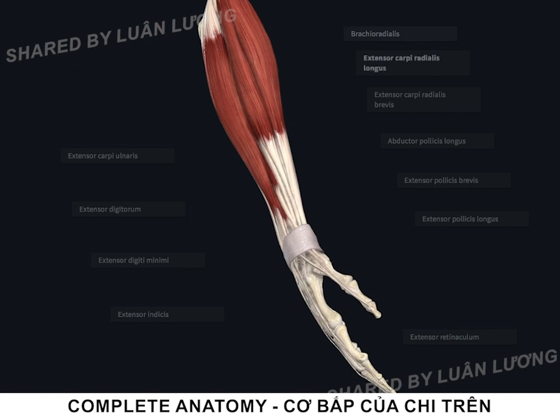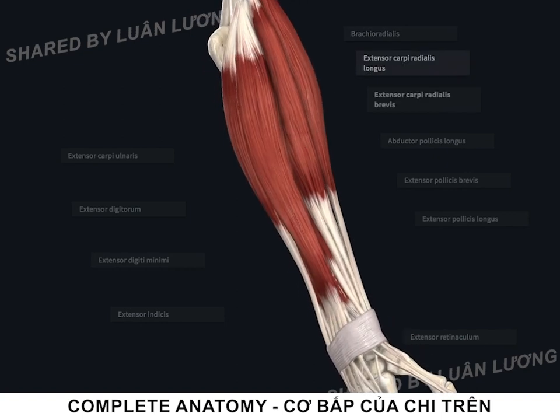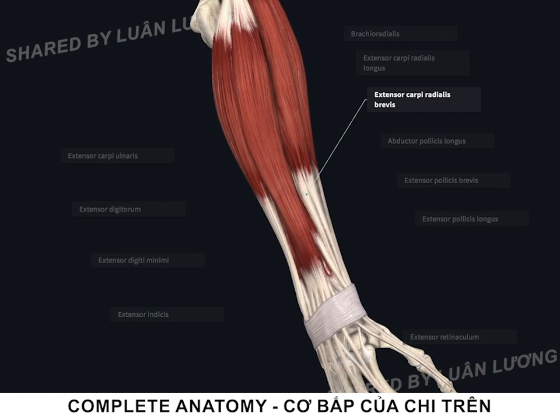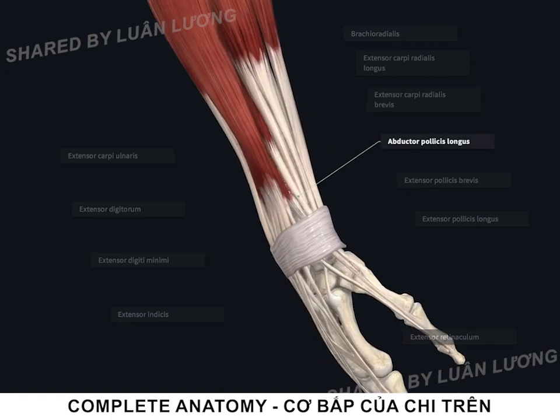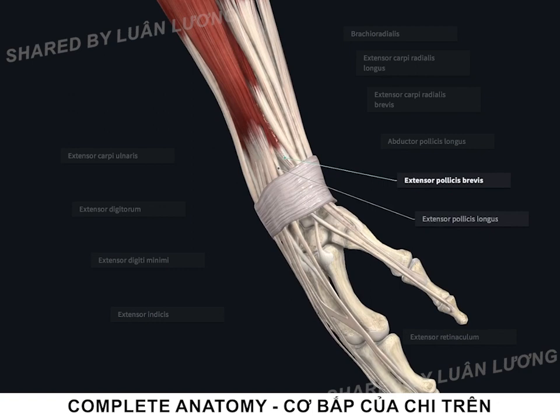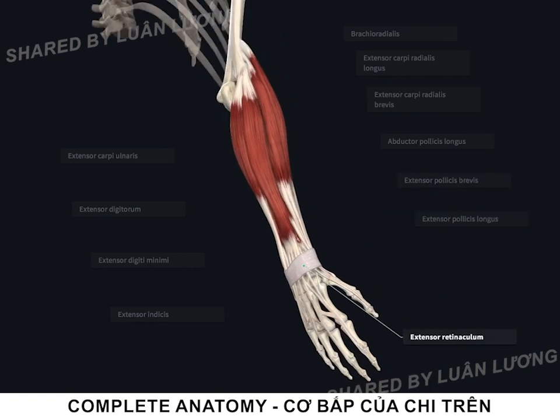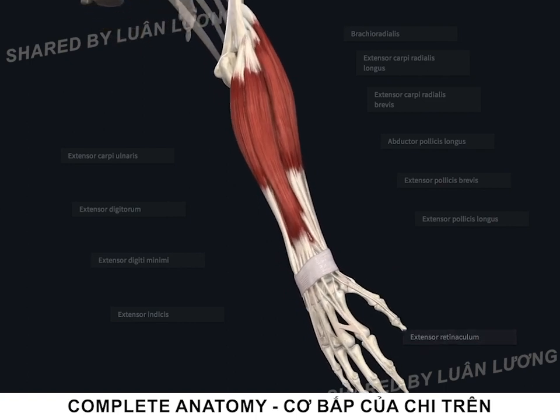So we have extensor carpi radialis longus, then extensor carpi radialis brevis. The abductor pollicis longus is going to be in between the two extensors of the wrist and our two extensors of the thumb, the extensor pollicis brevis and extensor pollicis longus. Now we see that all of these tendons are going to pass deep to the extensor retinaculum, and all of those 5 muscles are on the radial or thumb side of our forearm.